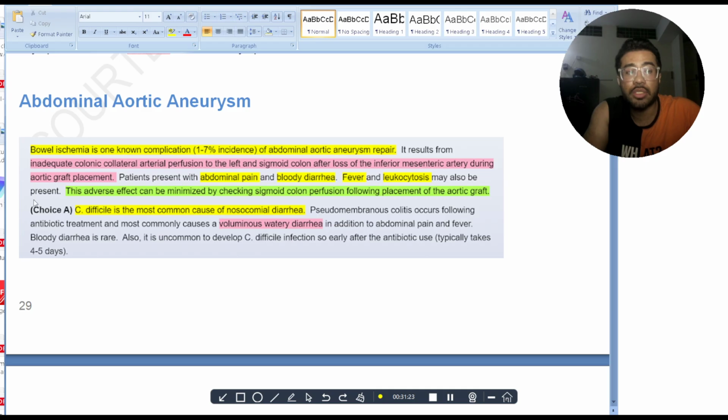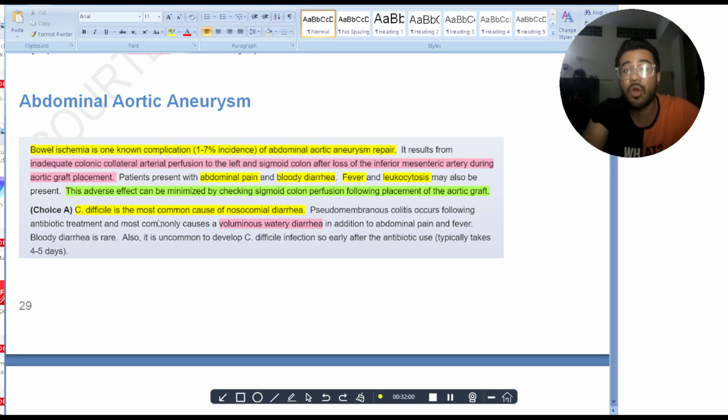So the thing that you need to know about this is that bowel ischemia is a really known complication of abdominal aortic aneurysm repair, because during repair, when you clamp the abdominal aorta, there is a transient cutoff of the blood supply to the bowel, and that can result in ischemia. And as a result of ischemia, the patient will develop abdominal pain and bloody diarrhea 1 or 2 days after the procedure. The patient can also have fever and leukocytosis.